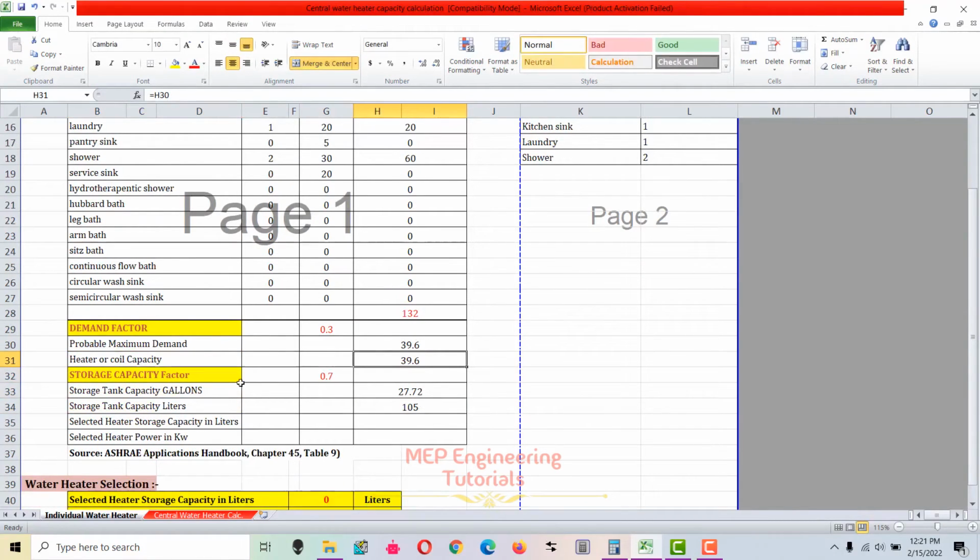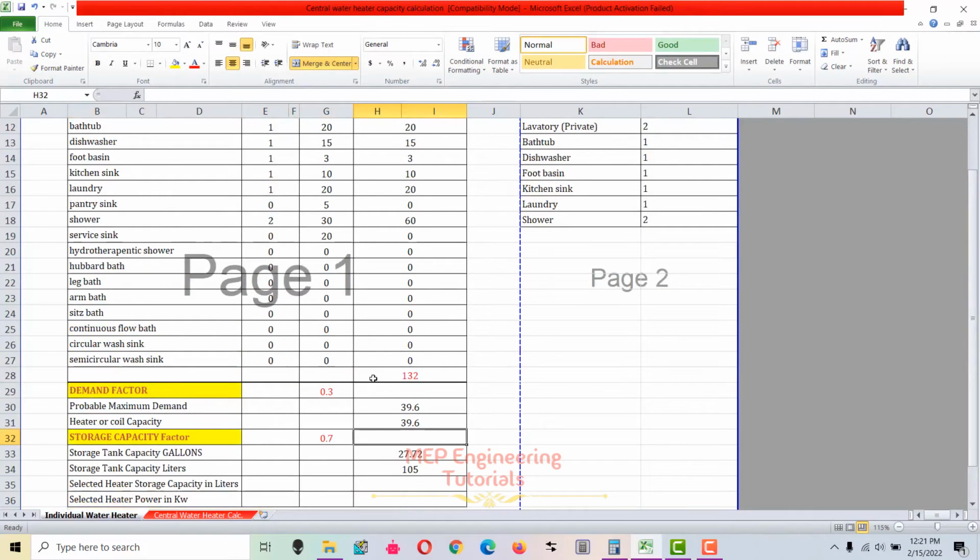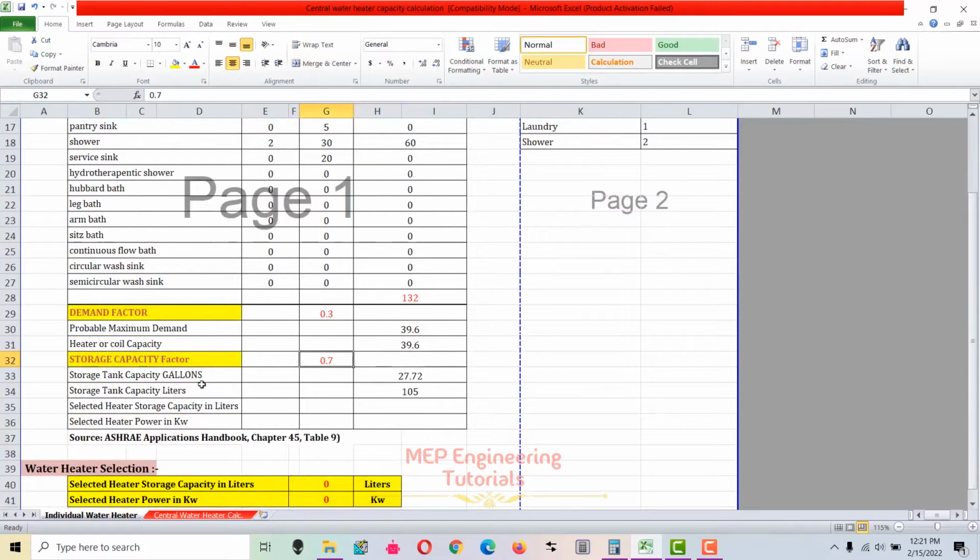Now the storage capacity factor, this again depends on the type of building which you have selected here. We need to calculate the storage tank capacity in gallons. We simply multiply this probable maximum demand by this storage capacity factor. Here you can see that we calculate the storage tank capacity in gallons. So the needed storage tank capacity in gallons is 27.72 gallons. If you need it in liters, you simply apply the conversion factor and you will get the storage tank capacity in liters.